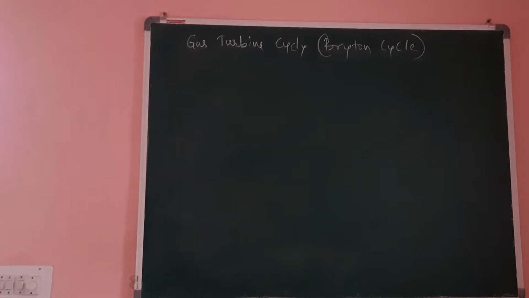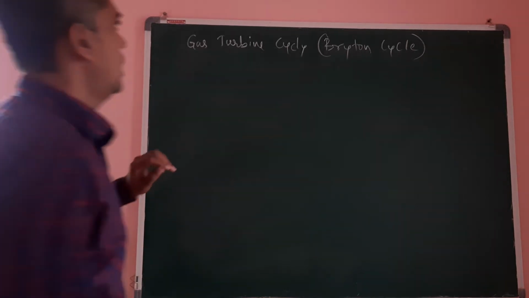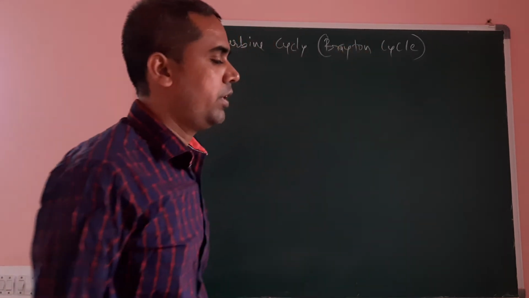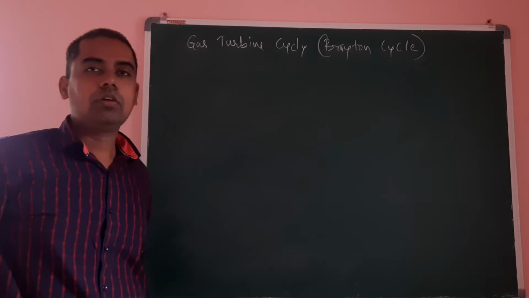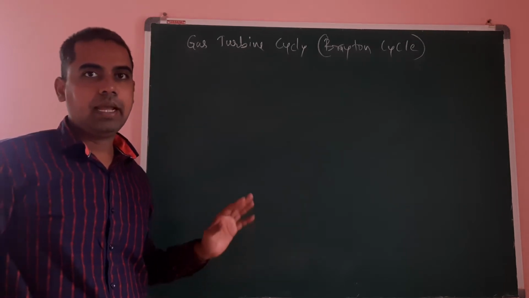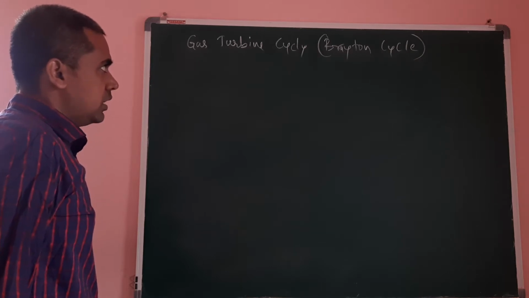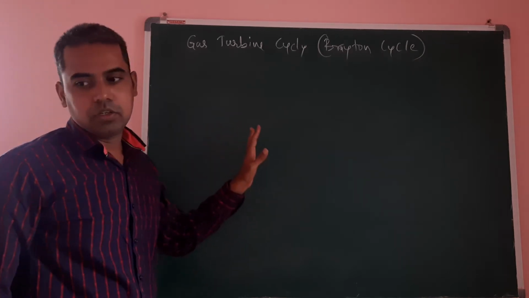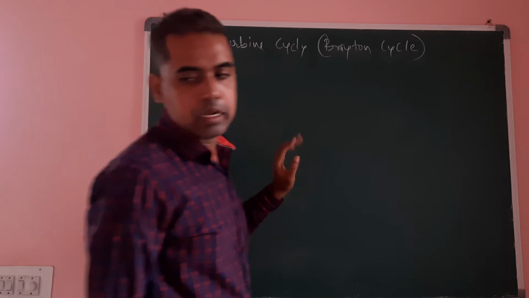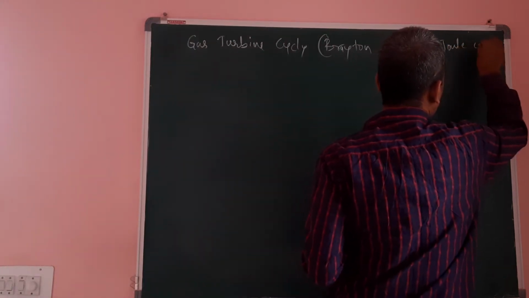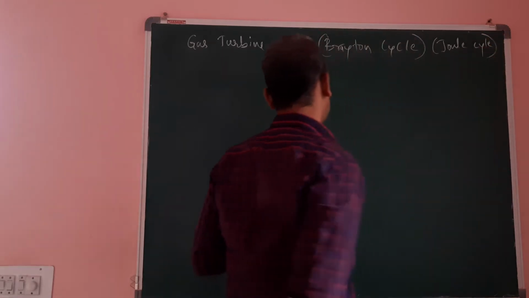Okay, now we will discuss a gas turbine cycle. In the last lecture video, I gave some introduction to the gas turbine cycle. A gas turbine cycle is also called the Brayton cycle. It is also called by another name, the Joule cycle. All the three are same.